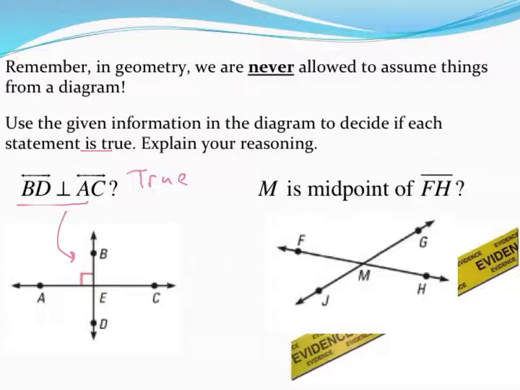Compare that to the statement on the right, which says M is the midpoint. Well, certainly M looks like it might be the midpoint of segment FH, but nothing in the diagram tells me it, and I'm not allowed to assume this. So I'm going to say that this is a false statement. I don't have enough evidence to prove it. What I would need is something like tick marks to show that those two segments are equal in length, but I don't have that, so I cannot assume it. I have to say that's a false statement.